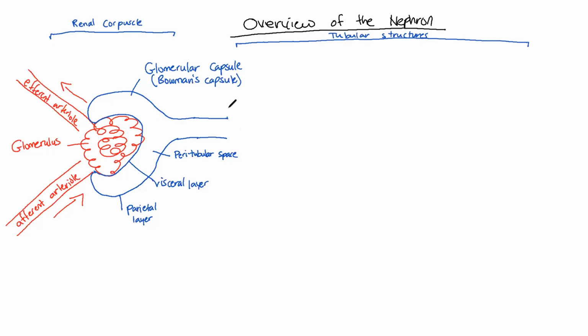So the first part of these tubular structures is the proximal convoluted tubule. And convoluted just indicates its nature, right? The fact that it's kind of wound up, or it has these bends and twists and turns. So here is our proximal convoluted tubule.